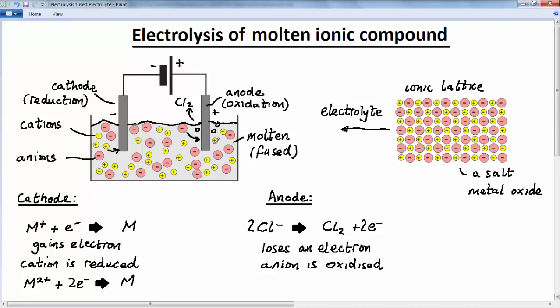In this particular case, our gas is being liberated at the anode, and at the cathode, clearly what's forming is the metal. So the metal will start to be deposited on the cathode.